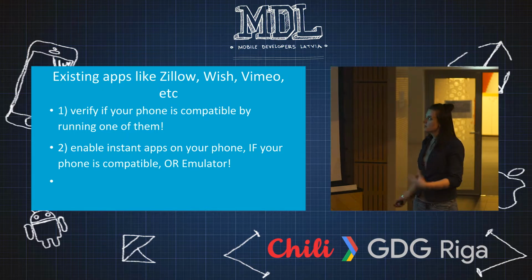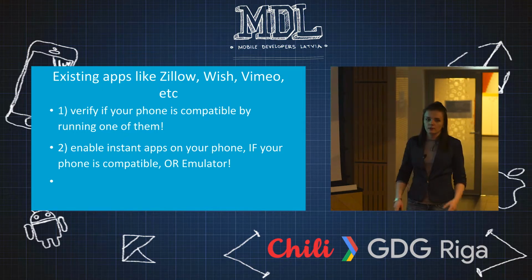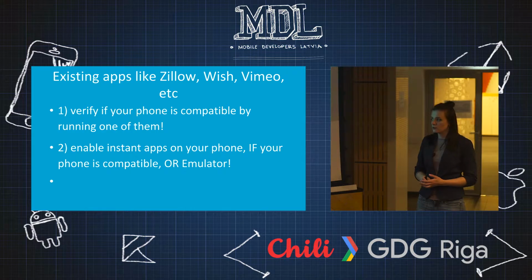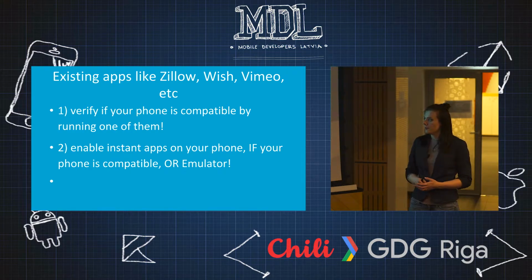So examples are Zillow, Wish, Vimeo. Those are the companies that were working together with Google when they were developing instant apps, like testing it out, working with the beta version. And now they are available, and at some point I decided to try them out. And I'm going to show you later the result.